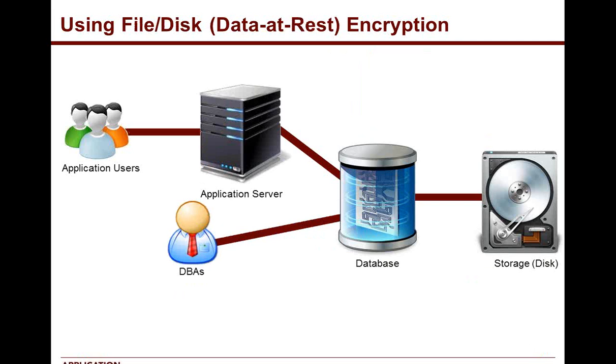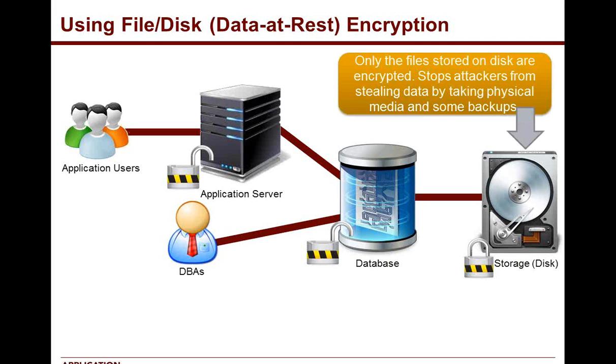Next, let's look at file disk encryption. This is about encrypting the storage so that the disk itself is fully encrypted. What's still in the clear is the application server and the database itself. None of that is encrypted. In file disk encryption, the objective is to put encryption on the storage, on the disk itself, so the files on a disk are encrypted. That stops attackers from stealing data by taking the physical media itself or backups from that storage device.